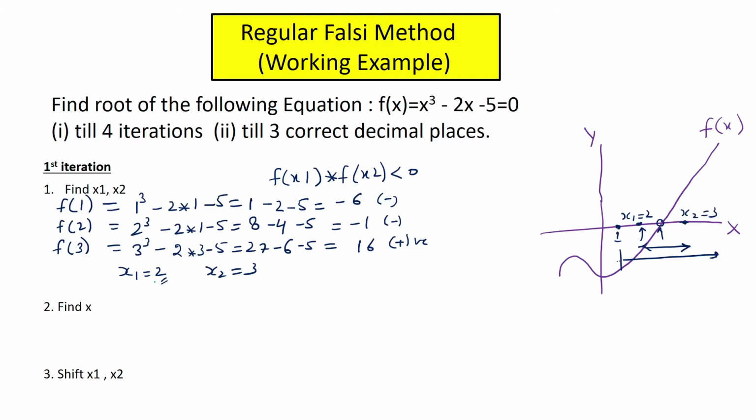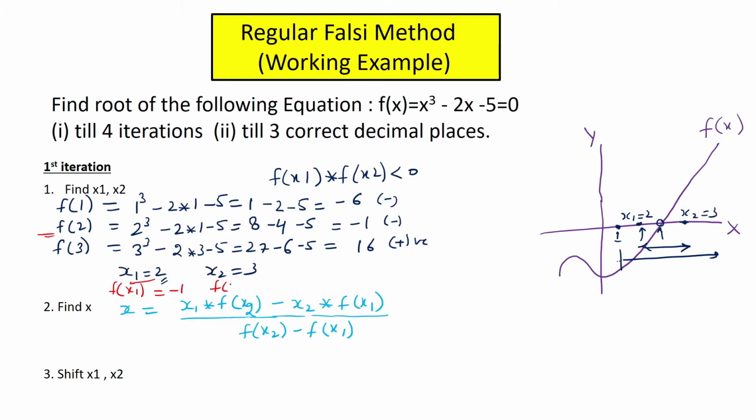So now I have the value of x1 and x2, and now we will find the value of x using the formula. So this is the formula to calculate the value of x as we have discussed. So here if you see, we need x1 and x2, and we also need the value of f of x1 and f of x2. So here let's write the value of f of x1, that is f of 2. So f of 2 is actually minus 1. So let us write minus 1 here. And what is the value of f of x2? So f of x2 means f of 3. So f of 3 is 16.